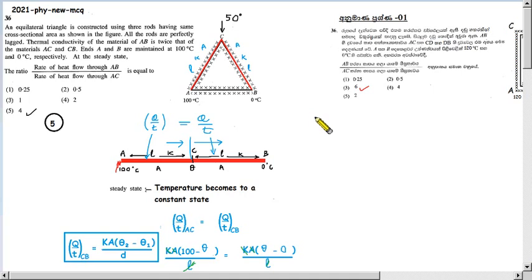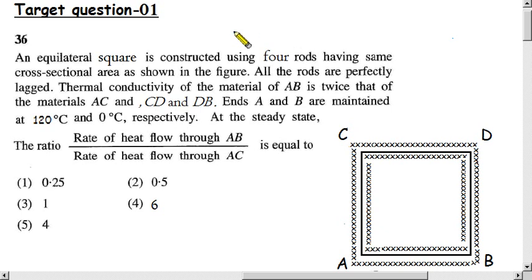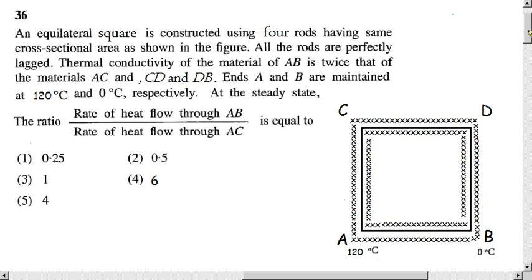Now I am going to do a sort of target question. Children, here I have designed a target question for you. So let us try to do this. The question is this one. I have changed the temperature here from 100 to 120, and there are 4 rods now. The previous one had only 3 rods, it was a triangle. Here this one is a square, an equilateral square constructed using 4 rods having the same cross-sectional area as shown in the figure. All the rods are perfectly lagged.